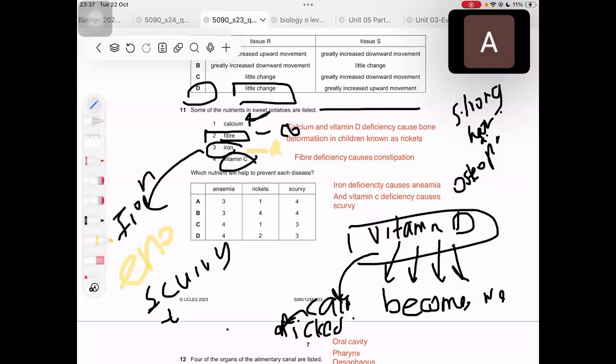So you can see calcium. Without calcium, you get rickets. Answer number one: it's not without calcium, it's basically without vitamin D only you get rickets, because without vitamin D, you can't absorb the calcium, therefore you get rickets, okay? And without iron, you get anemia, therefore answer three. And without vitamin C, you get scurvy, therefore the answer will be A.